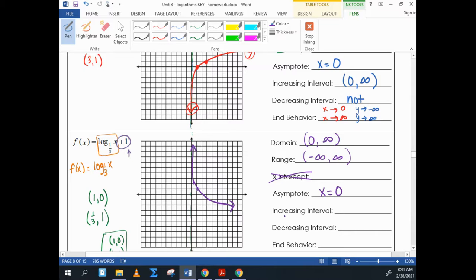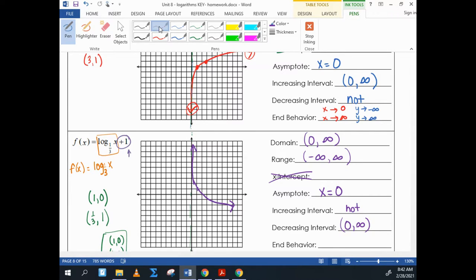However, this time, as we read our picture, remember we read left to right. As we read from left to right, notice how our y values are decreasing. They are not increasing ever. They're only decreasing. Just use that domain again. So they're decreasing from 0 to infinity right there.